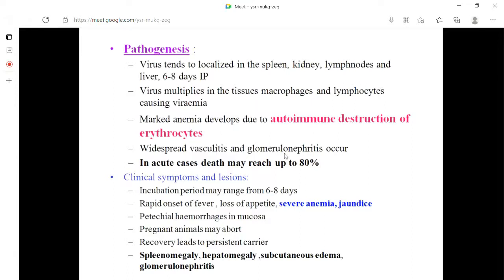This is again activation of complement. As you know, immune complexes always trigger the activation of complement pathways. So this activation of complement can cause glomerulonephritis, and that leads to death of the animal. The different clinical symptoms characteristic of autoimmune destruction of erythrocytes, like anemia, jaundice, petechial hemorrhages, and splenomegaly, can all be seen in this particular disease.